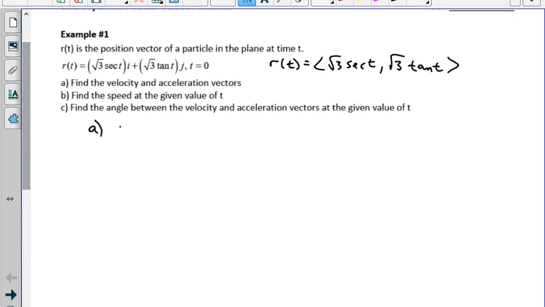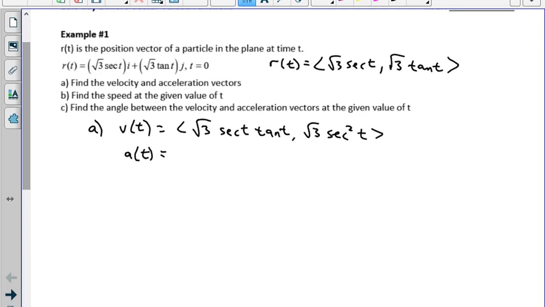So part A, the velocity vector has a function value of, we're just going to take the derivative of each part. So root 3 is a constant, and the derivative of secant t with respect to t is secant t tangent t. So we have root 3 secant t tangent t, and then the y component is root 3 secant squared t. If we take the acceleration vector valued function, that will end up being taking the derivatives of the velocity vector valued function.